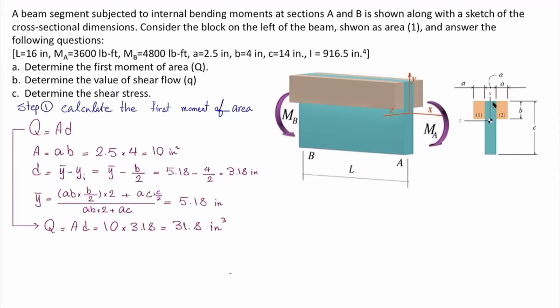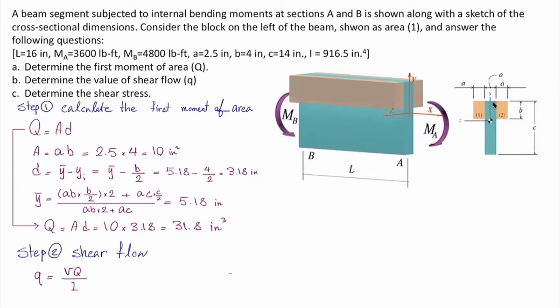The second part is determining the shear flow. Shear flow is going to be VQ divided by I. This is the equation that was proved in the video. But in this problem, shear force, or V, is not given. How can we solve this?